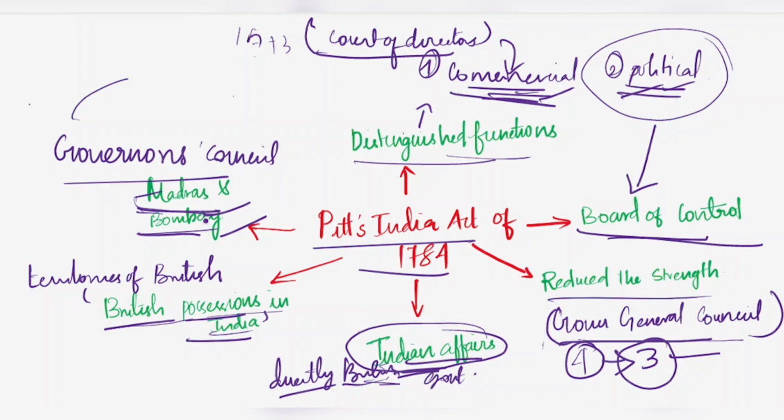In the next class, we will be looking into the Charter Act of 1793. Before that, first go through the Regulating Act of 1773 and make a connection, and then come to the Pitt's India Act and try to connect these events that happened from 1773 to 1784. That's all about this class.